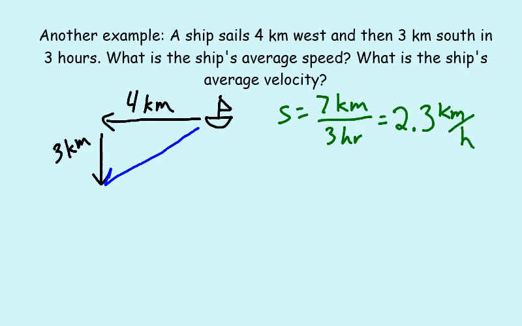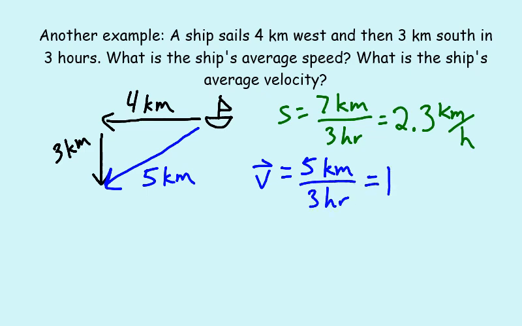My velocity has to use the displacement. So if I use the Pythagorean theorem, since west and south are 90 degrees from each other, I find that I have a displacement of 5 kilometers southwest. So I plug this in. Velocity is equal to 5 kilometers over 3 hours, which gives me a total of 1.7 kilometers per hour southwest. You have to include the direction or else it's not velocity.